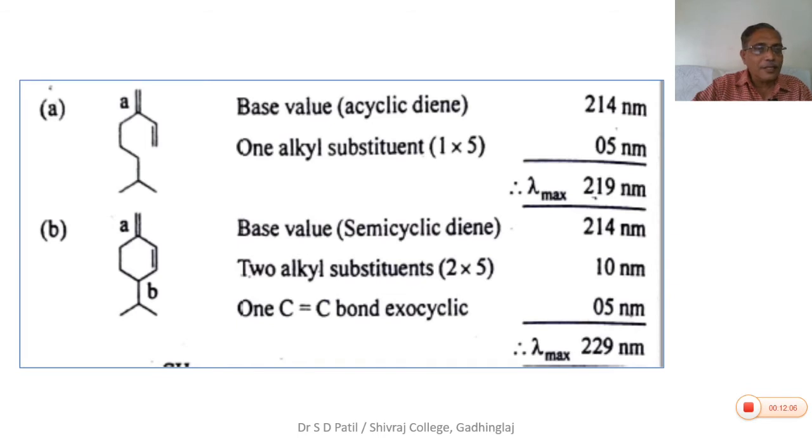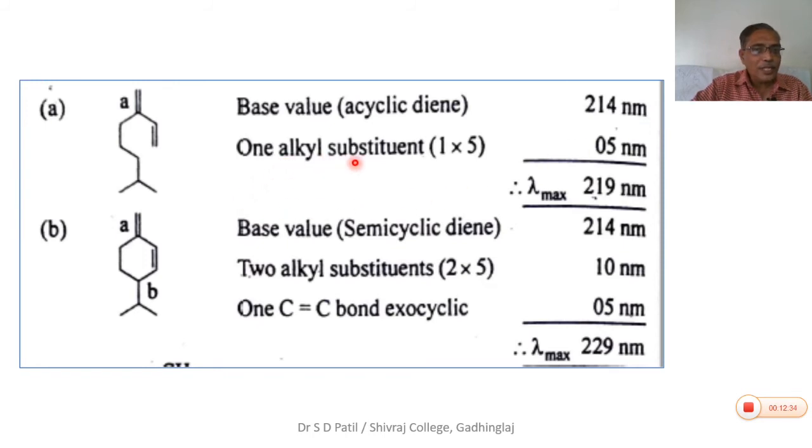In structure number A, the base value is 214 nanometers because it is an acyclic diene. During calculation, we have to sort out the diene portion. So in this case, the diene portion is this one. The type of the diene is acyclic. Base value for acyclic diene as given by Woodward-Fieser rules is 214 nanometers.